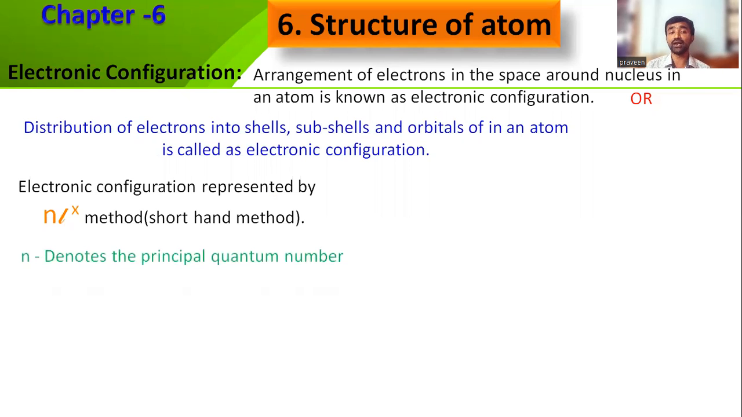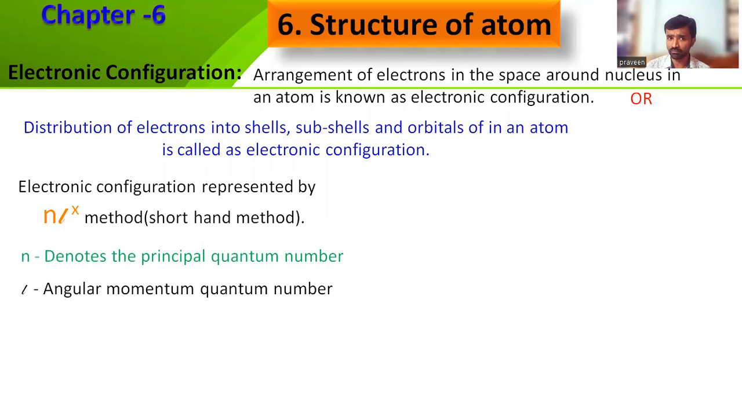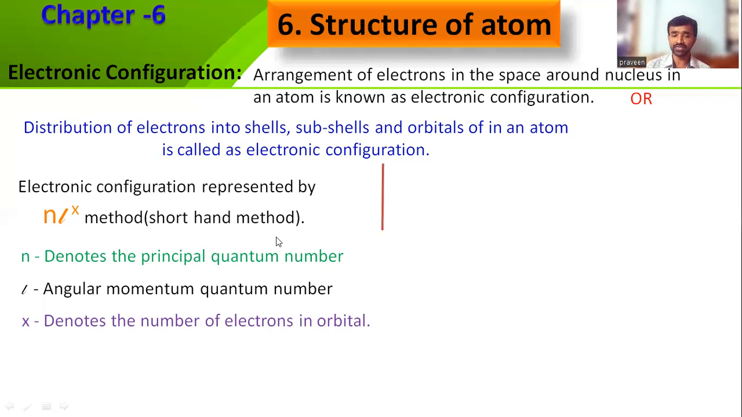And what about x? Within the subshell, the angular momentum or azimuthal quantum number gives you an idea about the sub-energy level called orbital. The number of electrons present in the orbital is denoted by the letter x. So we have three things in the shorthand method: n, l, x. The principal quantum number gives the main energy level or shell. Then l, the azimuthal quantum number, gives the sub-energy level called orbital. Finally, the number of electrons distributed into that subshell is given by x. So this is the shorthand method. Using this, we are now trying to write the first element, having only one electron.